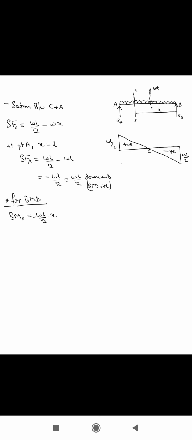Why negative sign? Because it is anti-clockwise, right? So minus WL by 2 into X, and plus what I have is W into X into X by 2. This is the distance X, right? So W is the intensity, W multiplied by X, and it will act at half the point. So Wx into X by 2 is the moment, right? So I can rewrite it as Wx square by 2 minus WL by 2 into X, right?